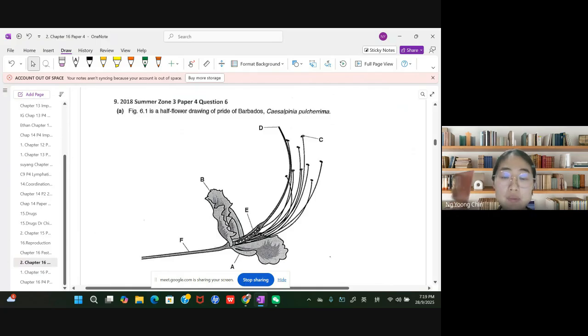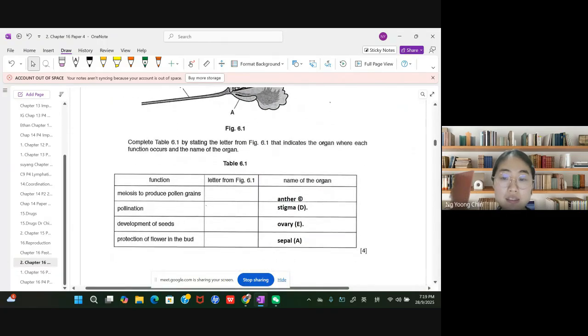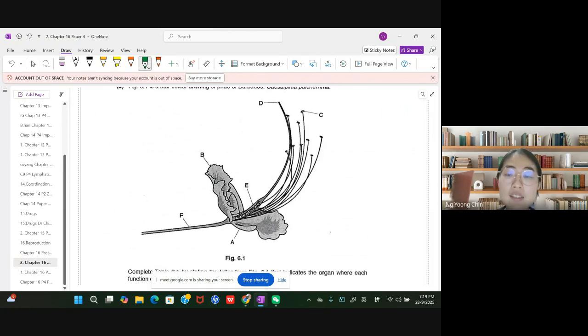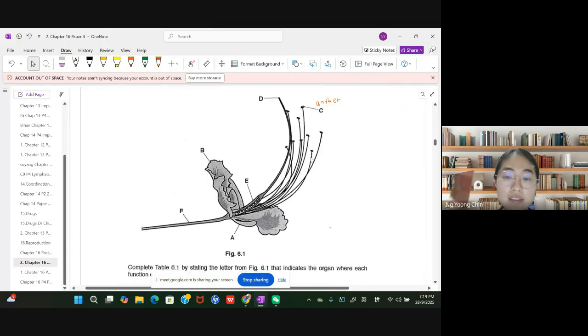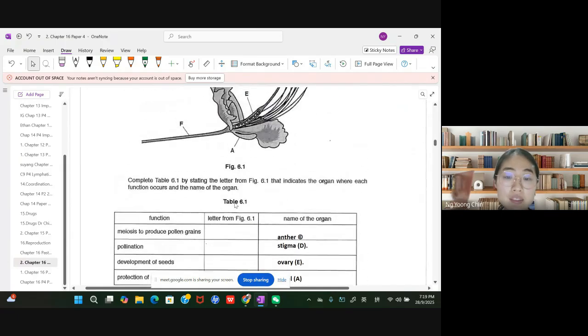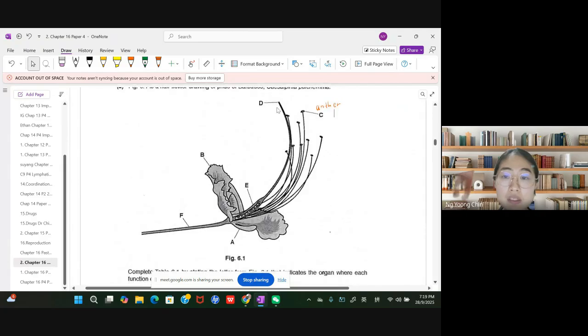C, I think C is from the female part, right? So C is just something like this, anther. This is the anthers, which is the site they produce the pollen grain. They have very long anthers. So this is anther, they produce pollen grains. So the stigma will be here. This is the stigma.